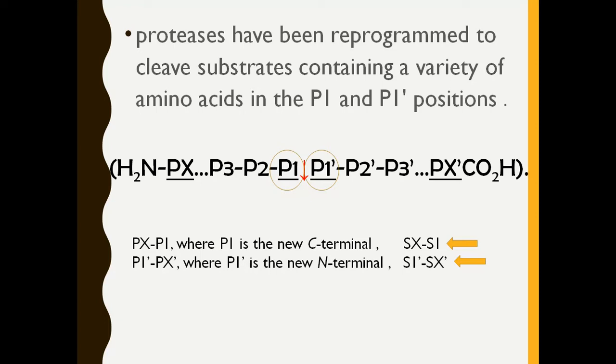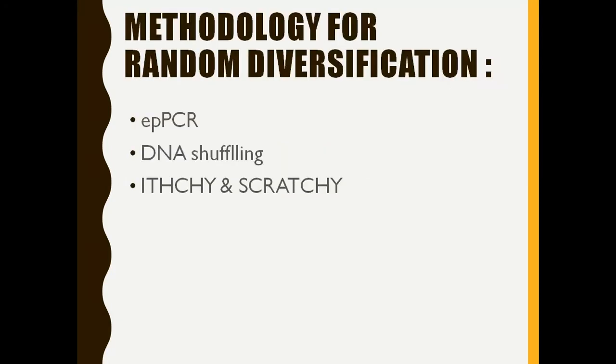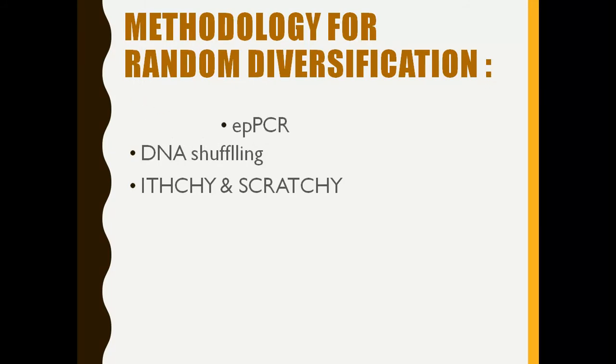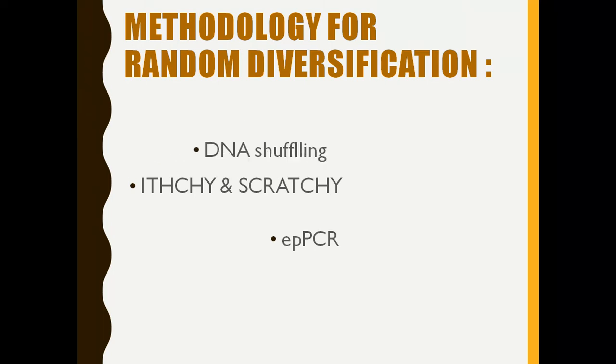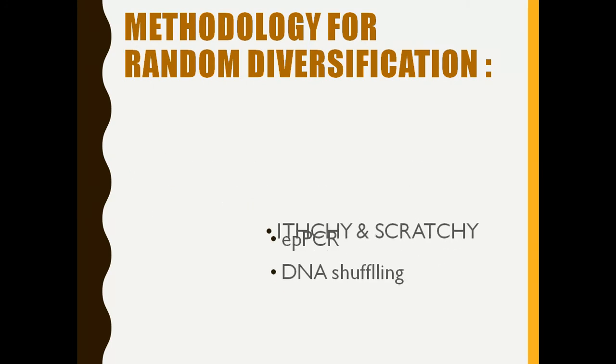Often, the functional consequences of the amino acids that comprise the various protease subsites, SX to SX', are difficult or impossible to predict based on crystal structure information alone. A common methodology for somewhat random diversification of a gene sequence is error-prone polymerase chain reaction, a technique that introduces mutations along the length of the gene being mutagenized. Another technique is DNA shuffling.